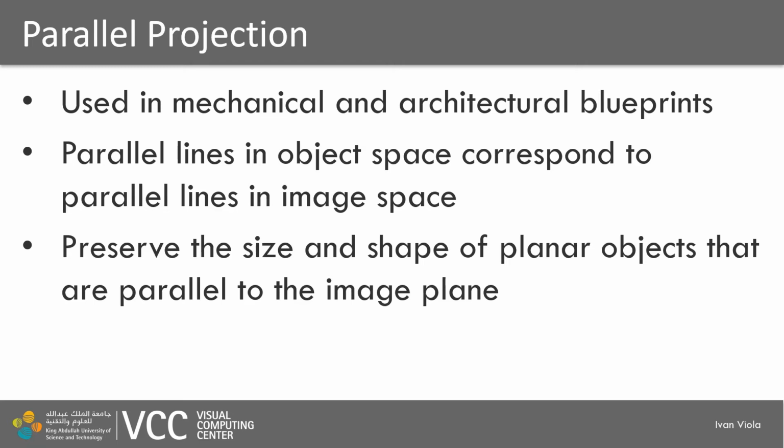The parallel projection first is important for mechanical and architectural blueprints. The object space lines correspond to the image space lines in the sense that they are both parallel, and very importantly, the size and shape of objects are preserved. So if I am measuring some size of a certain object under the parallel projection, this size will be preserved on the image plane.